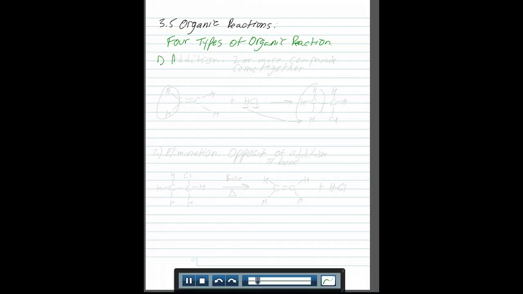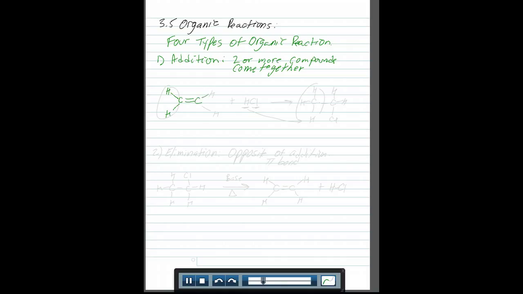The first one is called an addition reaction. I'll give you examples. An addition reaction basically means when 2 or more compounds come together. In Gen Chem, you learn about these too, an addition reaction. So let's just take one reaction.